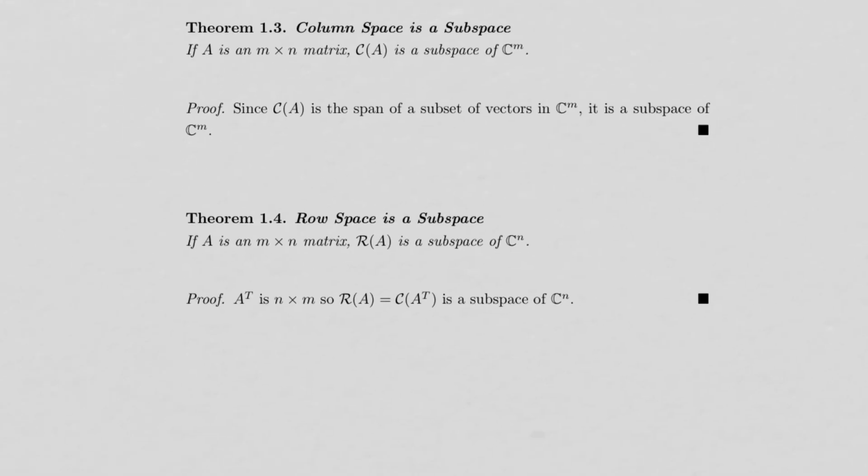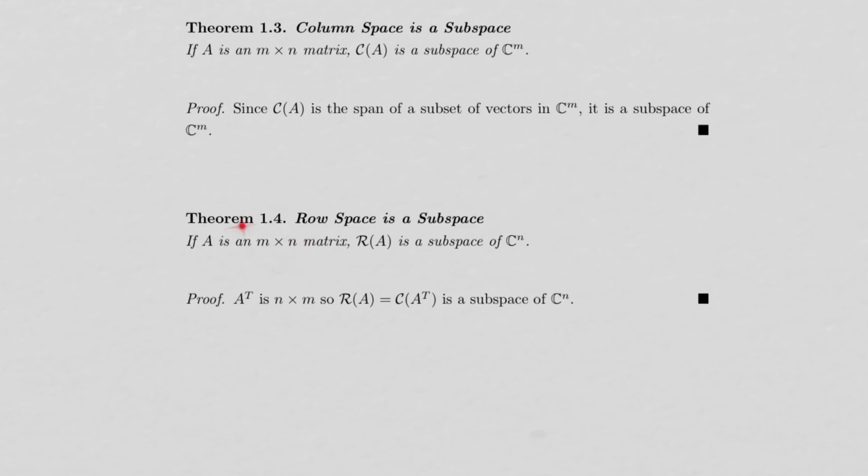Another theorem says that the column space of a matrix is also a subspace, and in particular it's a subspace of Cm. So if A is an m by n matrix, well, the columns of A will have m components, so there'll be column vectors in Cm. We already know that the column space is the span of the set of the columns of A, and so now we're claiming that that is a subspace. Well, we can use theorem 1.1 very easily in one sentence in the proof here. Since the column space of A is defined to be the span of a subset of vectors in Cm, namely the column vectors of A, it's a subspace of Cm. And from that theorem, we can get this one pretty easily.